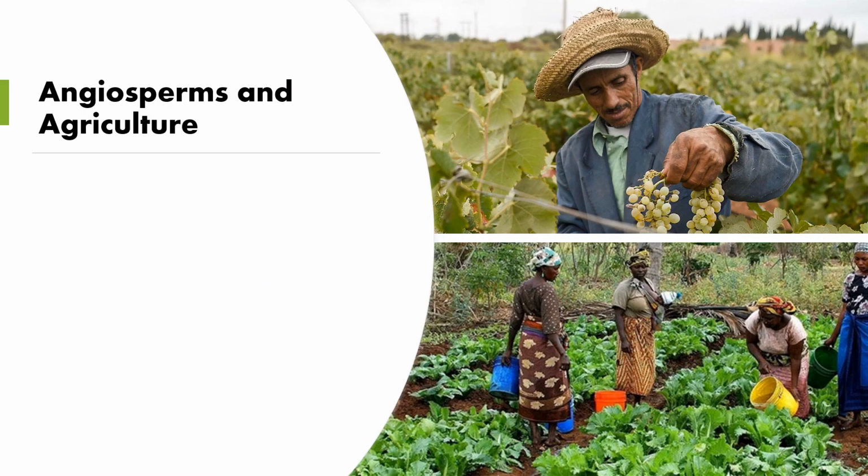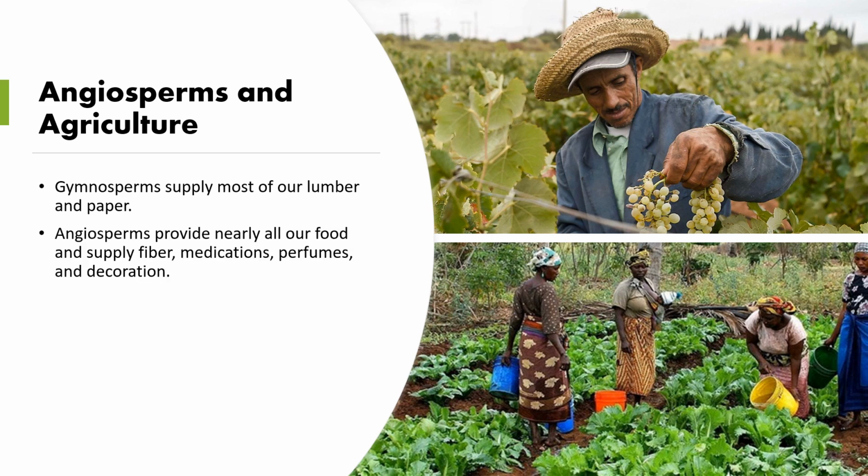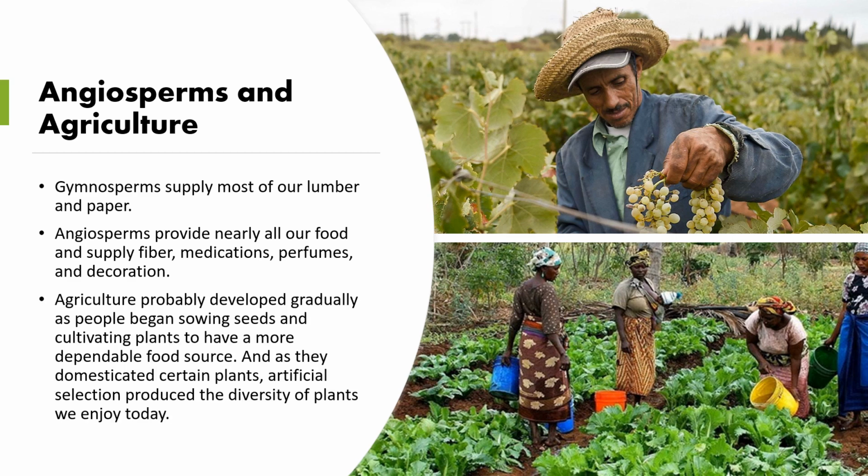Now, angiosperms are extremely important with agriculture. So like I said before, angiosperms are going to be necessary for what we eat. They're a major source of our food. The gymnosperms are going to be a major source of our lumber and paper, but nearly all of our food, our supply of fiber like cotton and things like that, many medications, perfume, and decoration are all going to be examples of angiosperms.